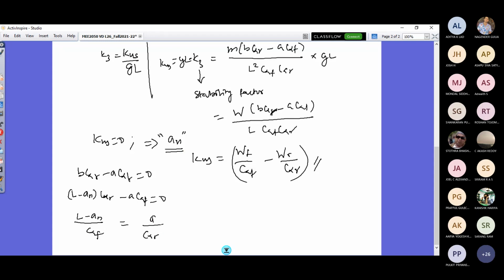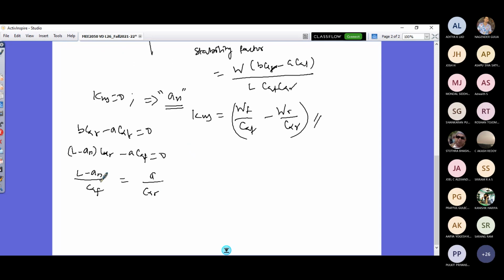And I can rework on this further. L by C alpha F on one side and AN by C alpha F on the other side, I can take it. So L by C alpha F equals A by C alpha R plus AN by C alpha F. So I can take the LCM here. So that's going to be C alpha F, C alpha R. And here it is.